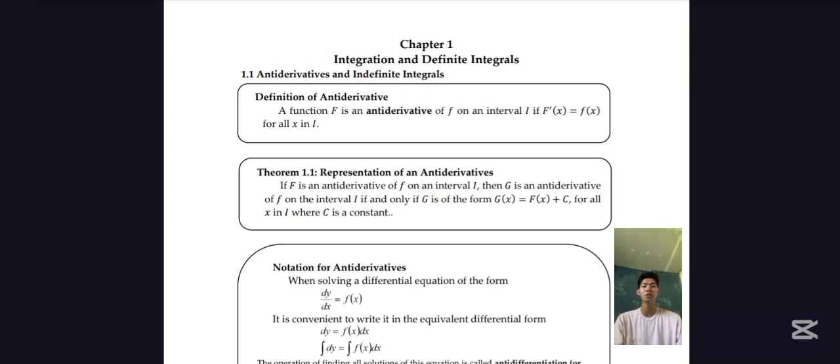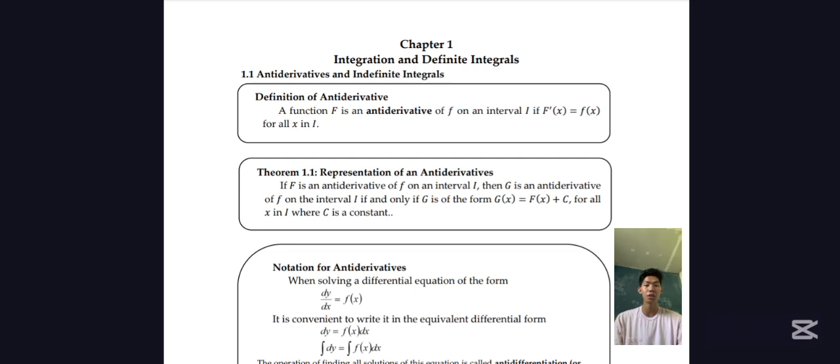I'll be teaching you today the antiderivatives, or the indefinite integrals. So let's start with the definition. Definition of antiderivative: a function F is an antiderivative of f on an interval I if F prime of x is equal to f of x for all x in I.